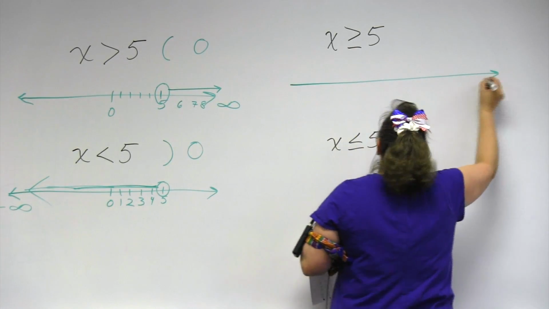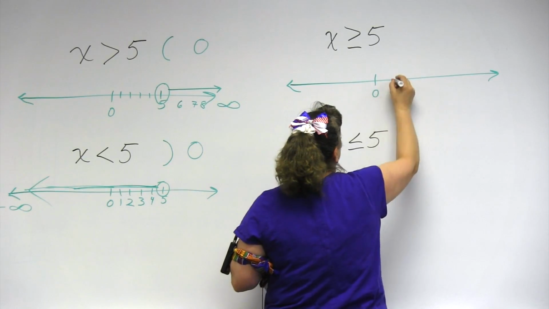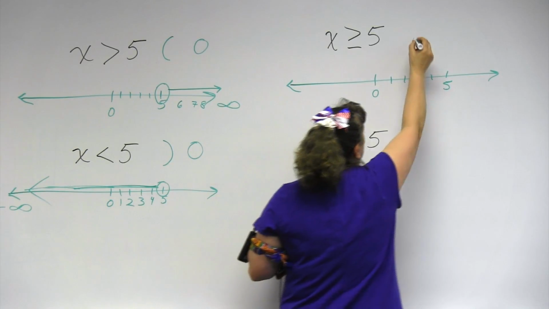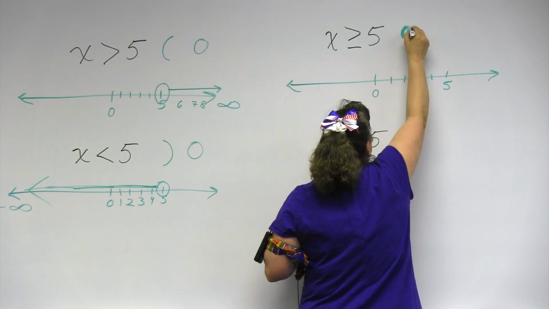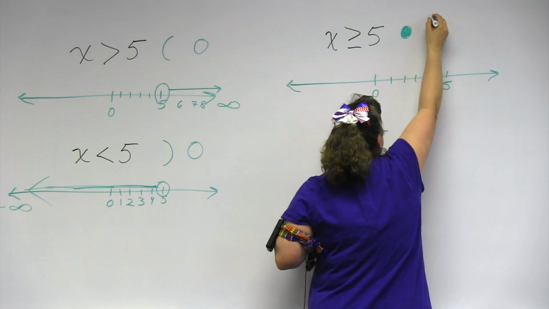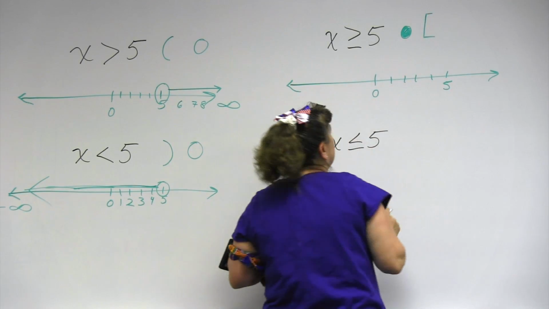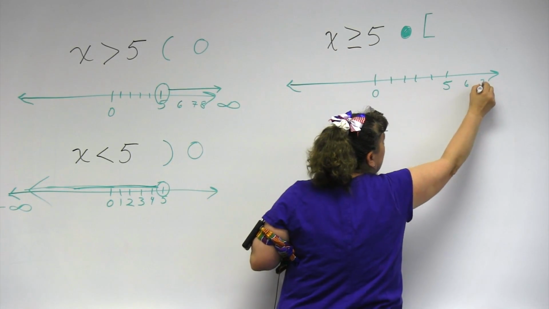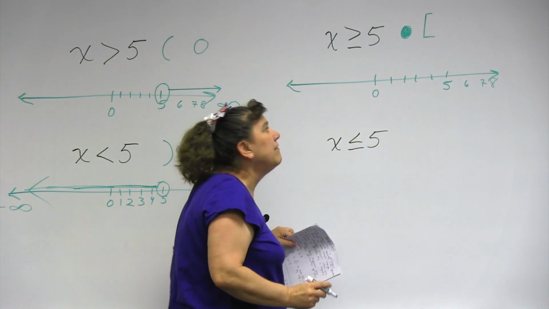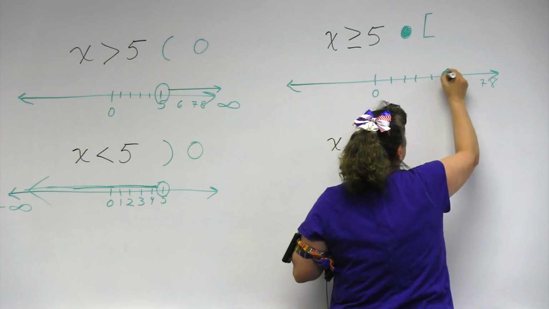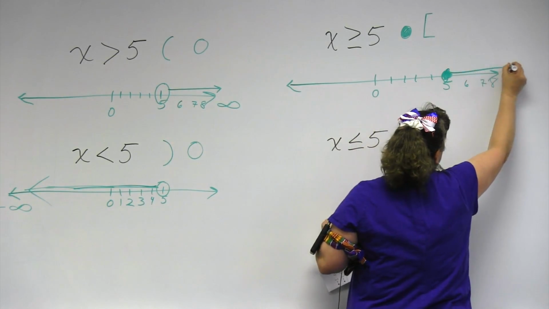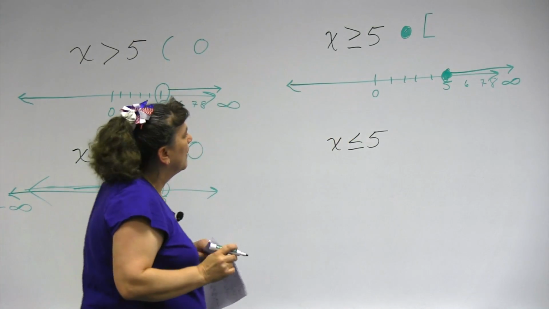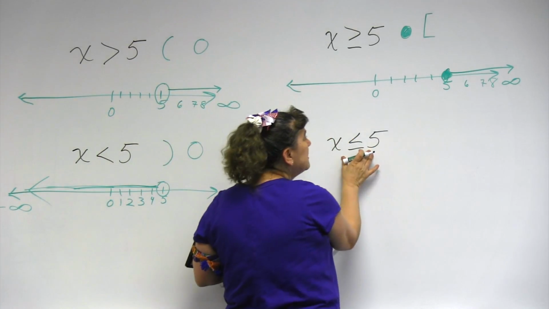So again, here's our number line. 0, 1, 2, 3, 4, 5. Now this time, the 5 is included. So we can either use a closed circle or we can use a bracket. Now, it says that the x is more than that, so that means we're up here at 6, 7, 8. Those are my numbers bigger than 5. So if we use a closed circle at 5, then my solution goes on and on, again, going to a positive infinity.